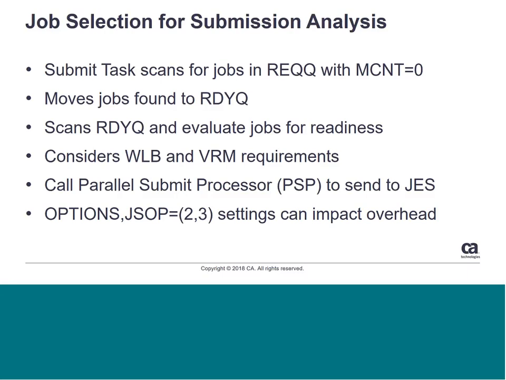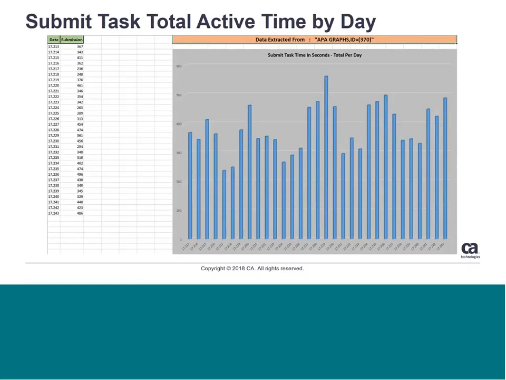So that again is a bigger overhead because it has to evaluate, when it's doing the job selection for submission, which ones have been waiting the longest before it actually decides can it submit it. And then it may be hit by workload balancing and virtual resource management requirements that stop it actually submitting that job. So the 2, 3 can impact your overhead. So first of all, we look at the submission time on a day-by-day basis. This is the amount of time the submit task is active in comparison to CA7 as a whole, across the whole total value across all of the days of the period.